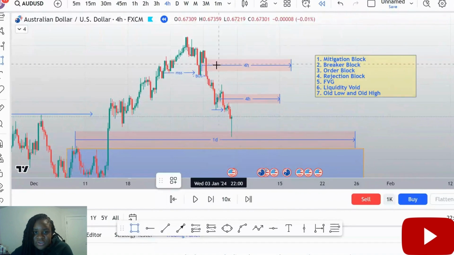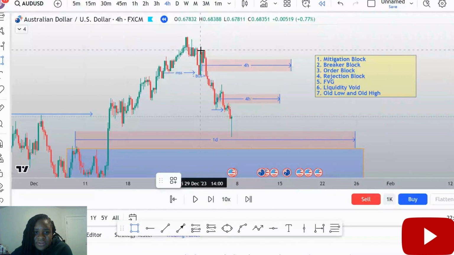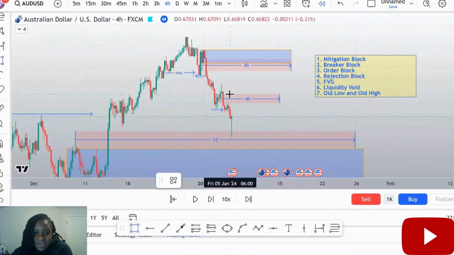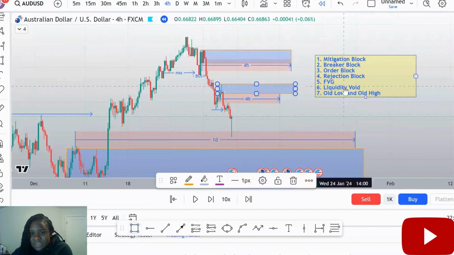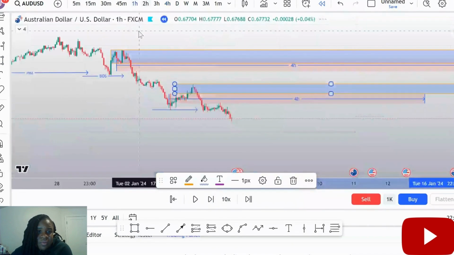I look for the next one. Is there any mitigation block? No. Breaker block? No. Other block. This is an other block here, and that's from 4 hours. And this is also an other block here. This is an other block that has not been mitigated here. Is there a rejection block? I can call the wick of the candle a rejection block. Okay, so I've gone down to my 1 hour chart.